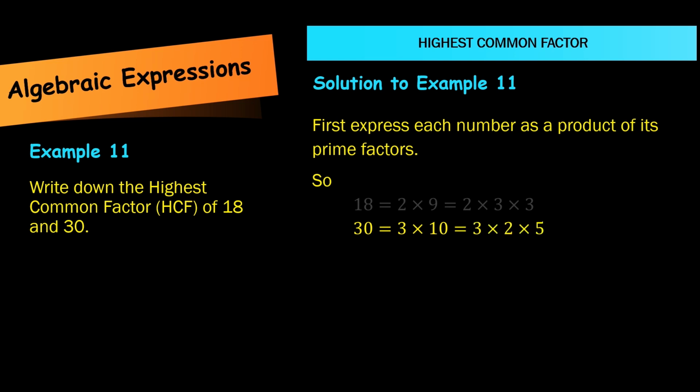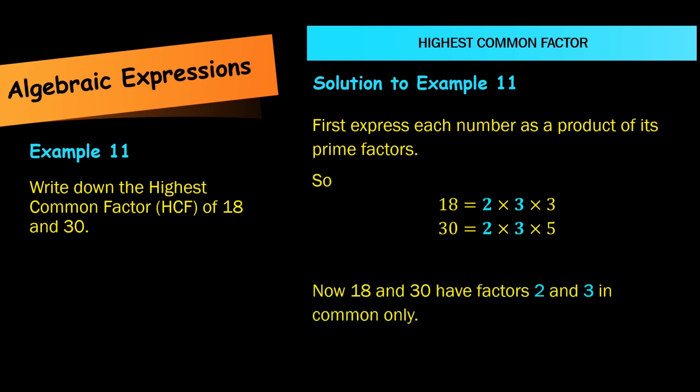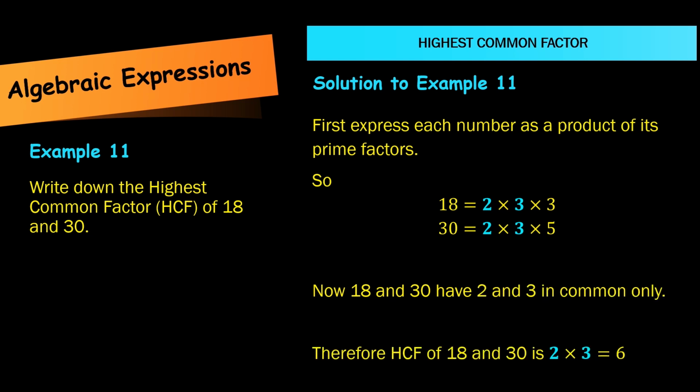It is conventional to put the numbers in order of size. Now 18 and 30 have two factors, 2 and 3 in common only. Therefore, the highest common factor of 18 and 30 is 2 times 3, which equals 6.